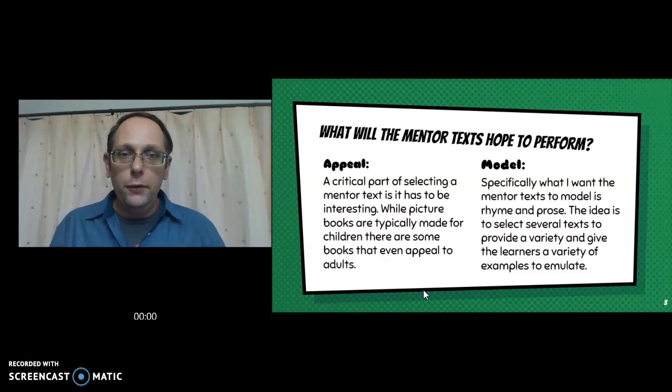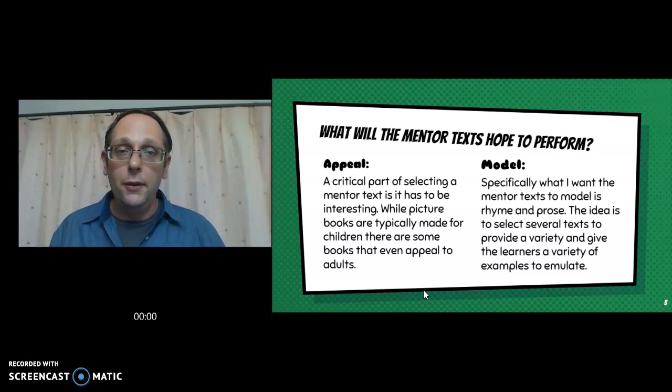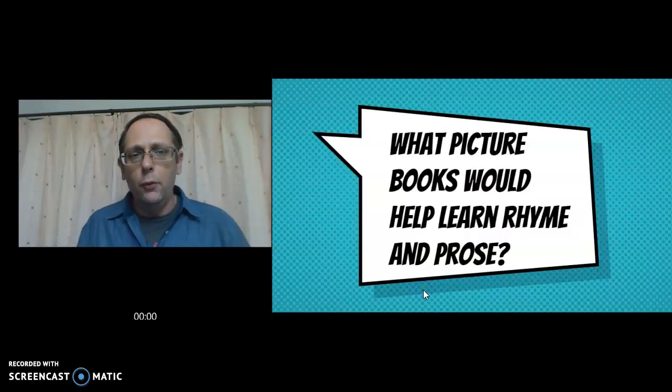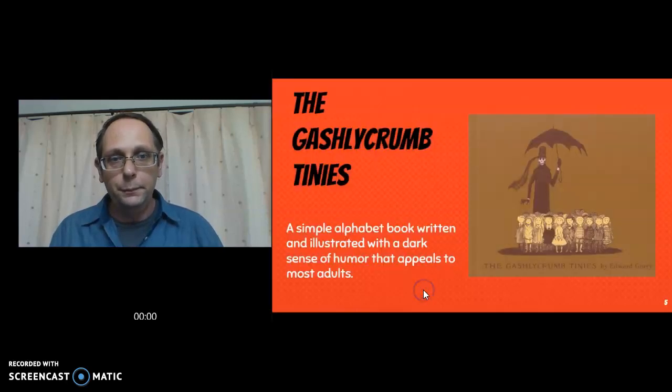Well, first we're going to look at appeal, which is a critical part of selecting a mentor text. It has to be interesting. While picture books are typically made for children, there are some books that appeal to even adults. And what we hope to model specifically is rhyme and prose. The idea is to select several texts to give the learners a variety of examples to emulate. So, what picture books would help learn rhyme and prose?